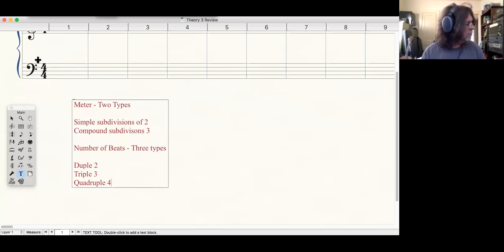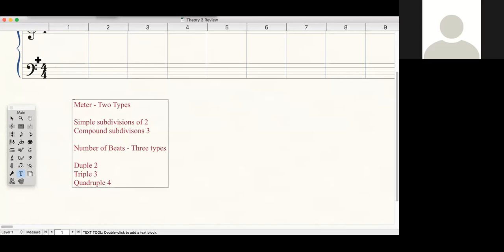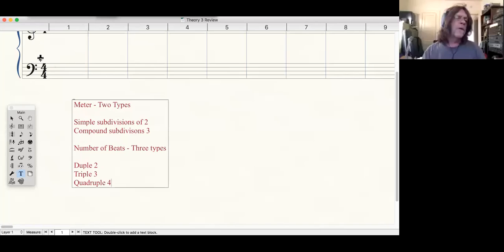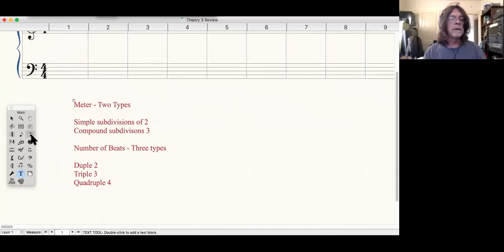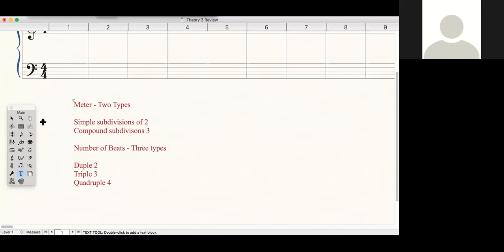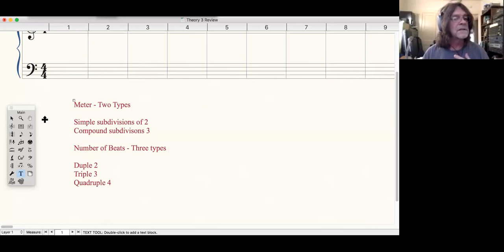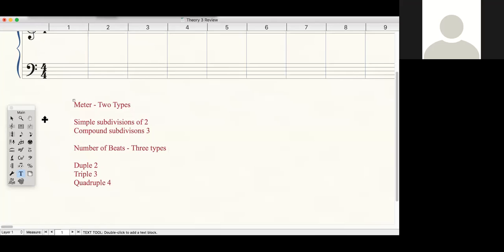Does anyone know what it represents? We're looking at 4 right here. The number of beats in the measure. And what does the 4 below that mean? All right, here's what it is. The upper number is the number of beats. The lower number is what note gets the beat. That's important. What note gets the beat? And 4 means a quarter note.